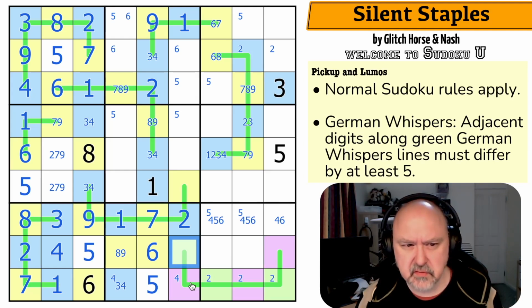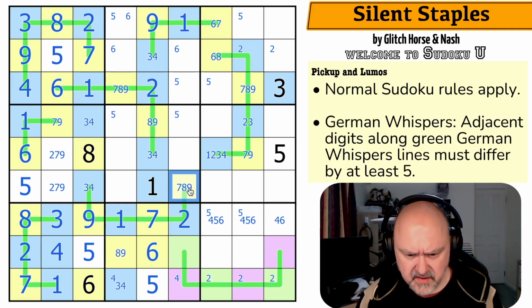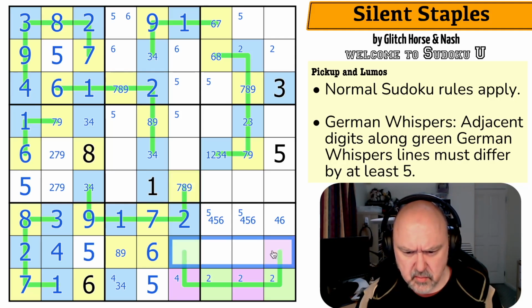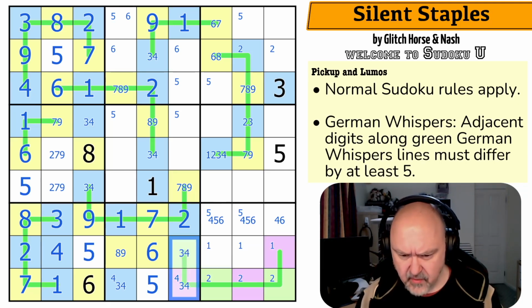Okay, not grokking yet. So this is 7, 8, 9. One is in one of those 3. These are 3, 4, 8, 9. That can't be a 4.